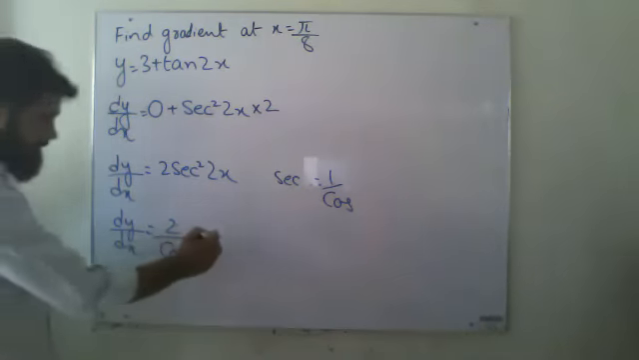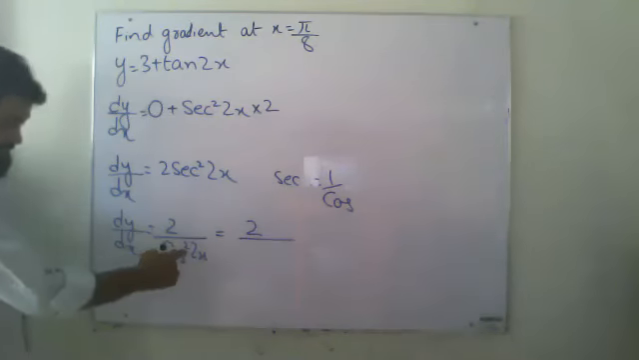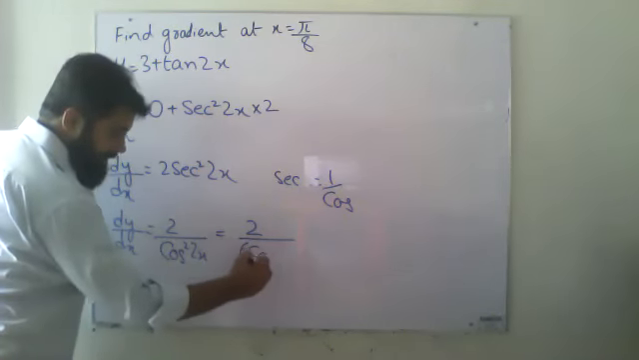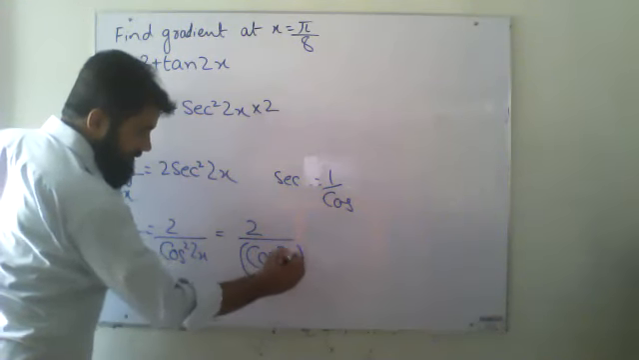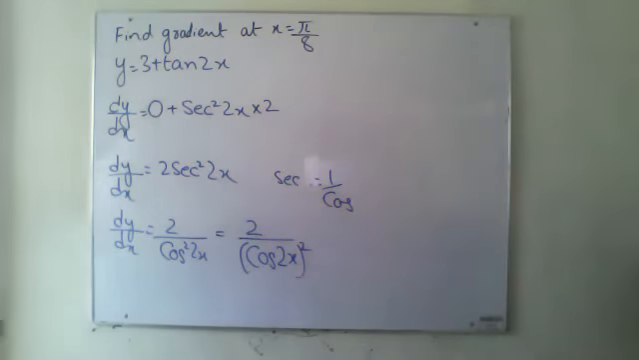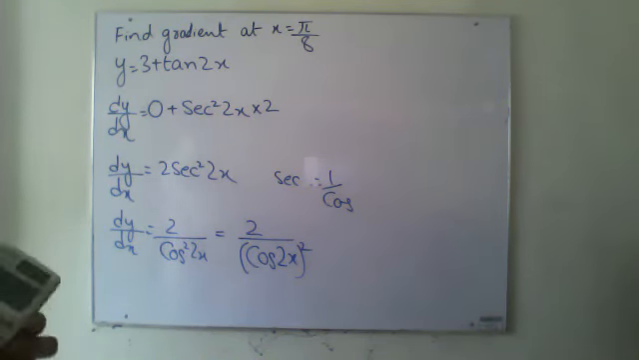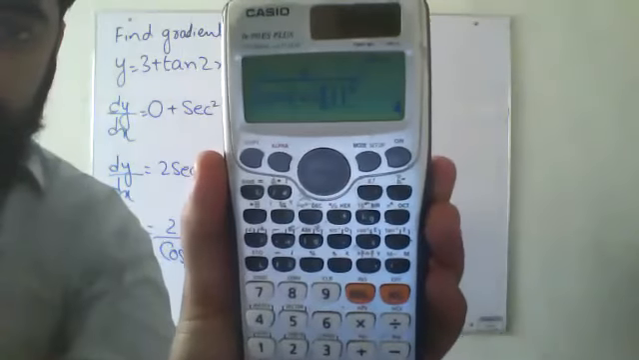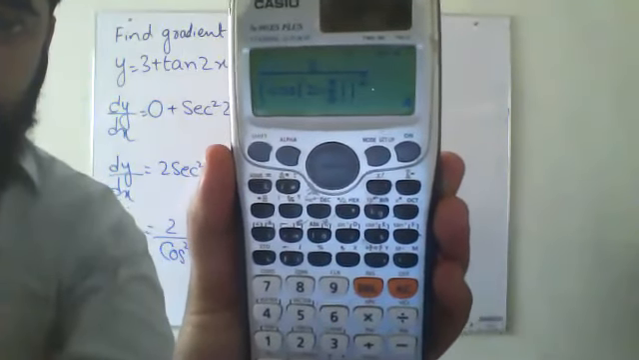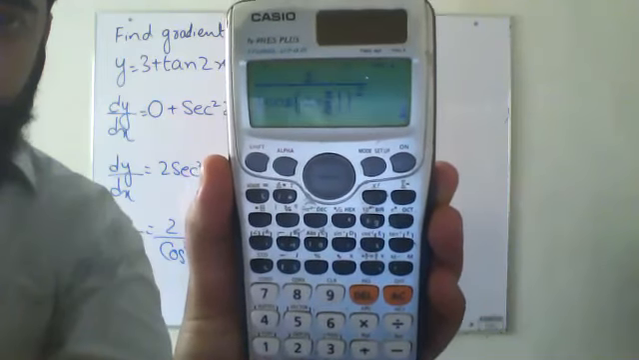After this, 2 over this square, which is written over here, is basically cos 2x whole square. Now I'm putting everything in my calculator. Cos 2 multiplied by pi over 8. See, I'm showing it on the calculator, and the answer is coming 4 over here, right?